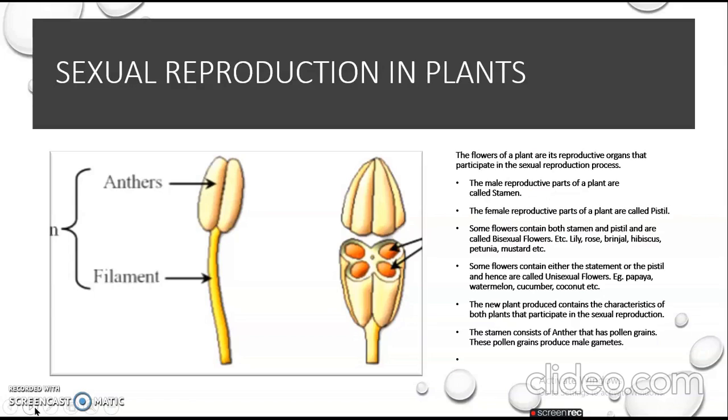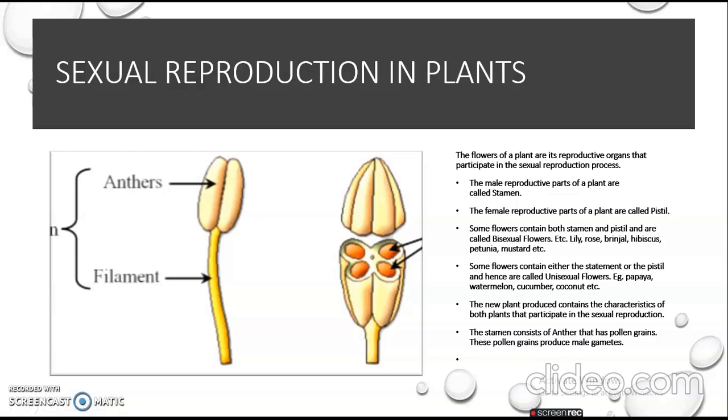Okay, now sexual reproduction in plants. Let us discuss this in detail. The flowers of a plant are its reproductive organs that participate in the sexual reproduction process. The male reproductive part of a plant is the stamen. As you can see in this picture, the anther and filament together make the male reproductive part, which is the stamen.